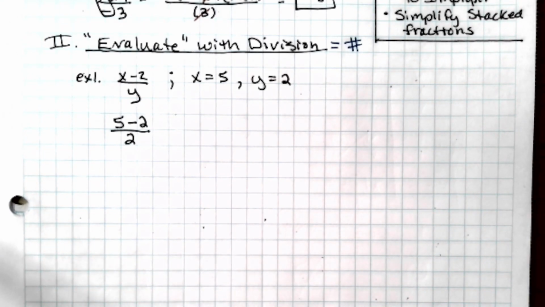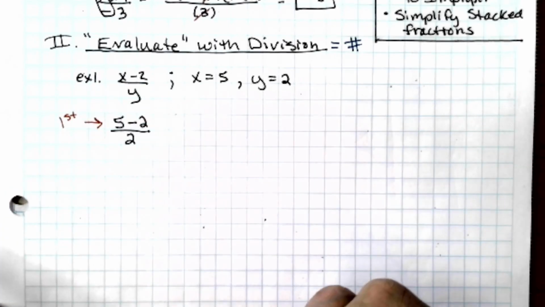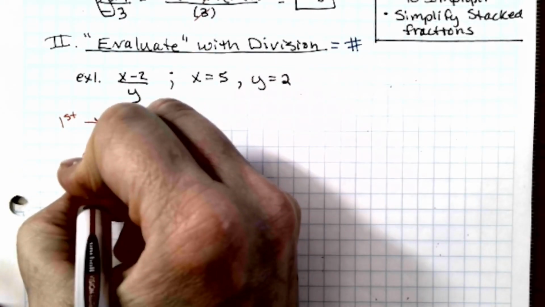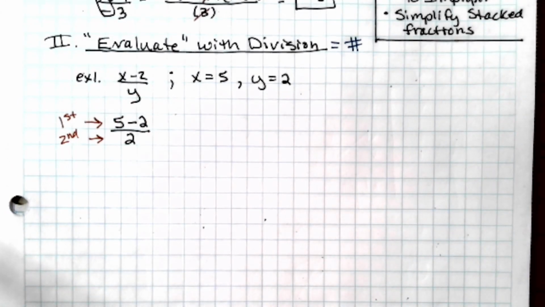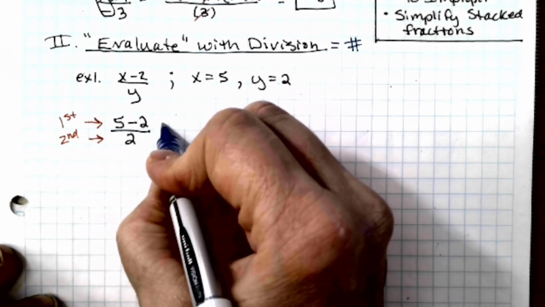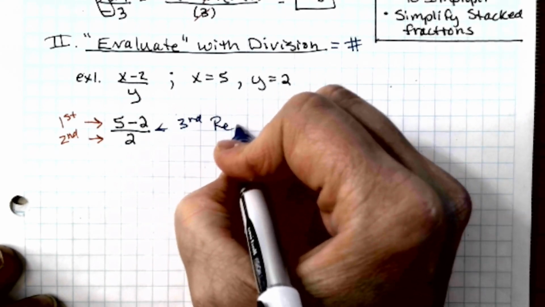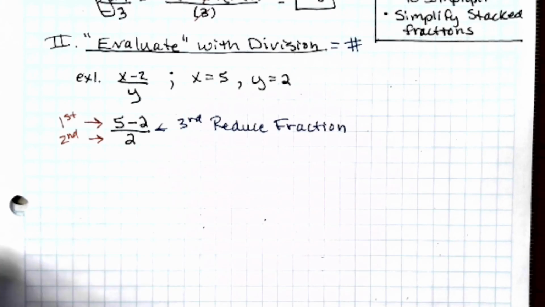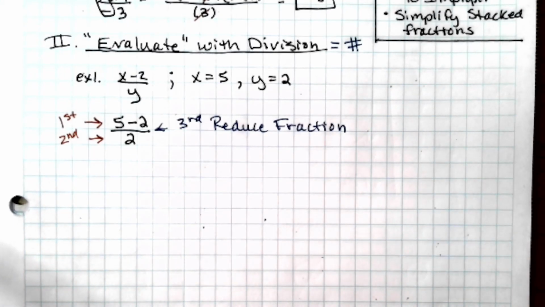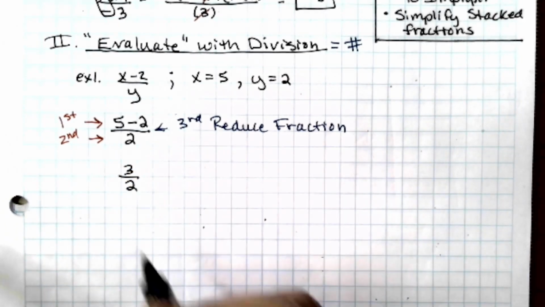Now, a fraction bar is a grouping symbol. So you're first going to reduce the top. Then second, you're going to reduce the bottom because you always do grouping symbols from the inside out. So the top, the bottom, and then the third step is going to be actually to reduce the fraction top and bottom. So this one's really simple because 5 minus 2 is 3 halves, which doesn't reduce.